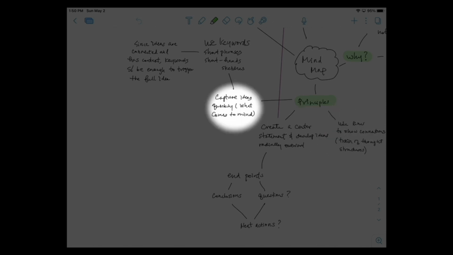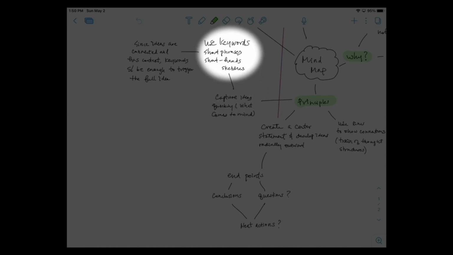Again, the thought is to capture ideas quickly, even the fleeting ones that are triggered by another idea. In order to be able to do this, using keywords and short phrases rather than full sentences helps. You can even use sketches and drawings to quickly capture the essence of an idea.